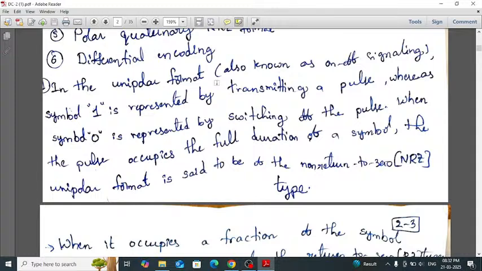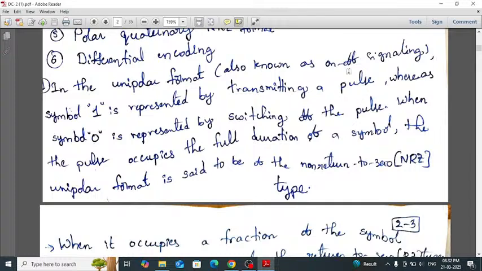In this unipolar format, symbol 1 is represented by transmitting a pulse, whereas symbol 0 is represented by switching off the pulse.